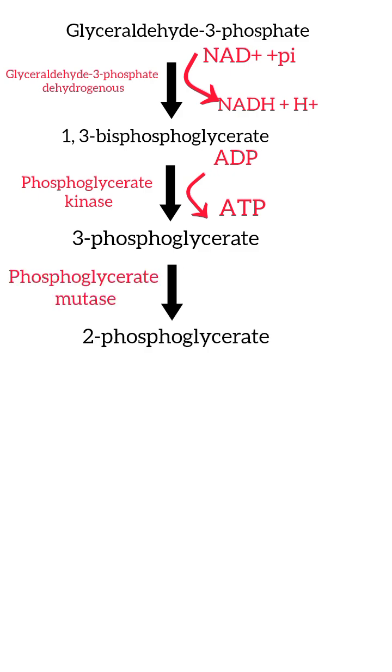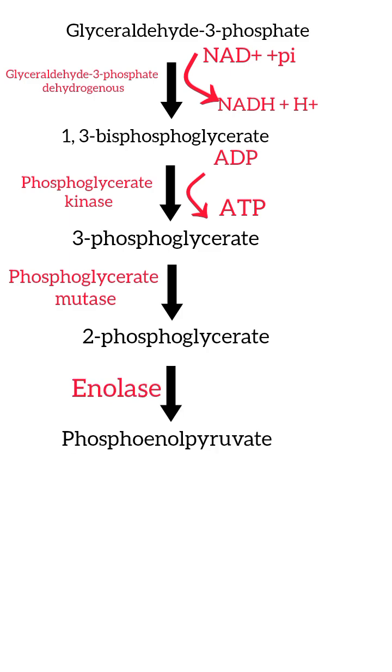The eighth step involves the conversion of 3-phosphoglycerate to 2-phosphoglycerate by phosphoglycerate mutase. In this reaction, the phosphate group is moved from carbon 3 to carbon 2, forming 2-phosphoglycerate. The ninth step involves the dehydration of 2-phosphoglycerate by enolase, forming the high-energy compound phosphoenolpyruvate.